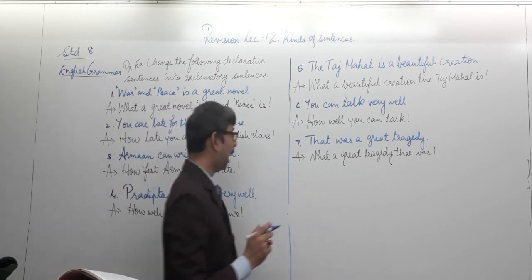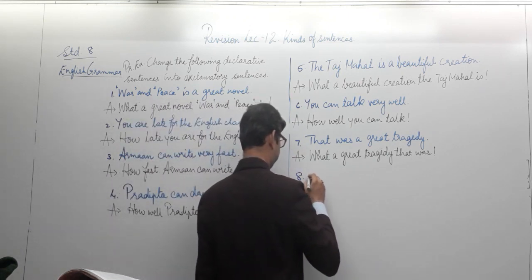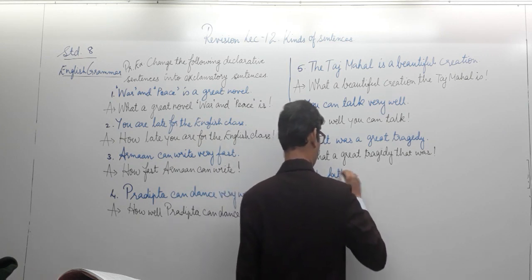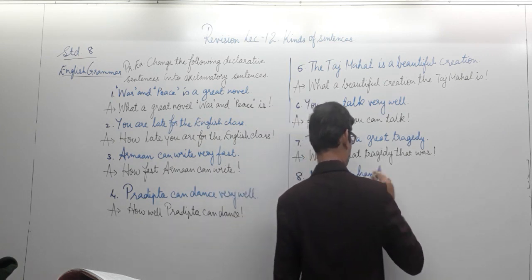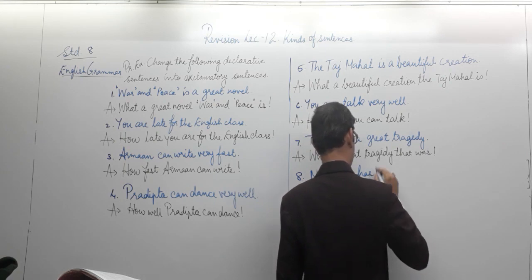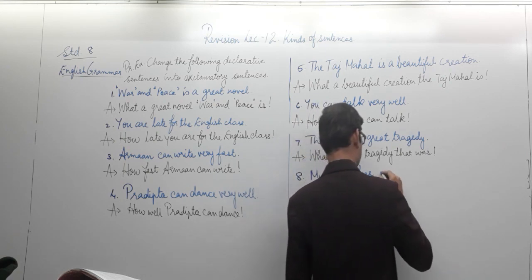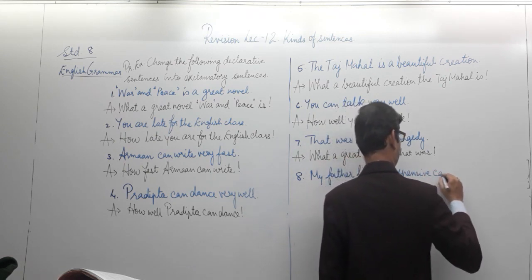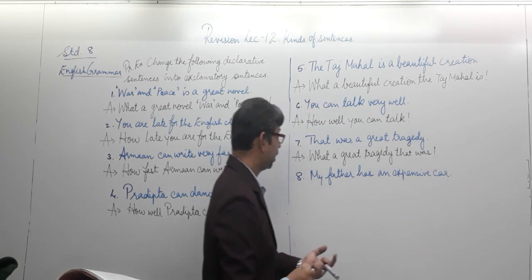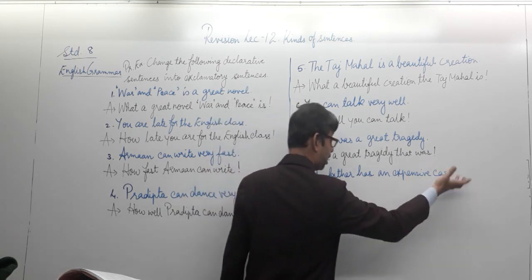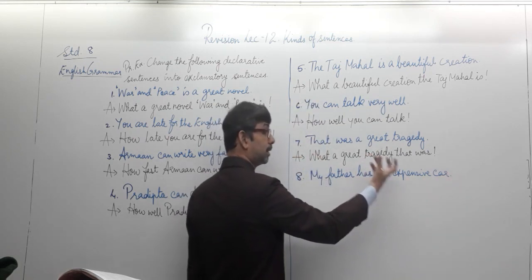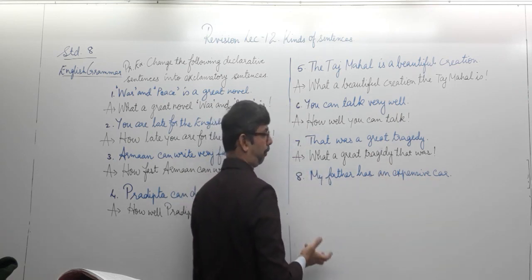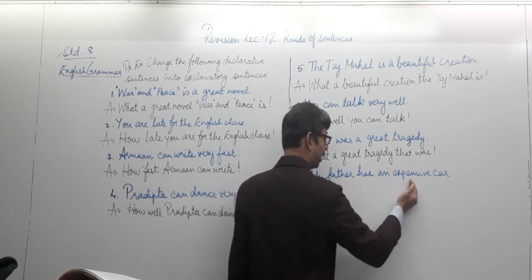My father has a beautiful car. My father has, let's change beautiful to expensive. My father has an expensive car. Let us say expensive instead of beautiful. My father has an expensive car. So you are describing or concerned about the car and you are not talking about your father. So my father has an expensive car.